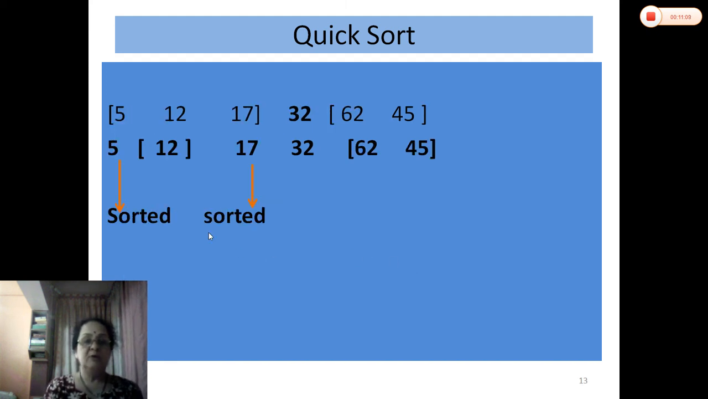Now if you observe, 12 is already sorted because it is the pivot element. So we got 12 at its appropriate position. 32 was also at its appropriate position. And we were discussing the left partition. So if you observe, 5 is already sorted, 17 is already sorted. It means that left of 32 all elements are sorted. 5, 12, 17 and 32, all are sorted. The left partition is exhausted.